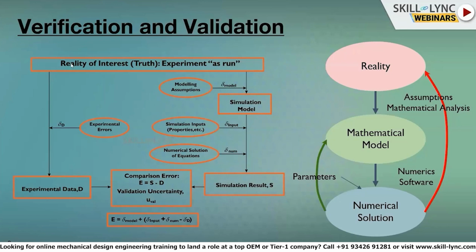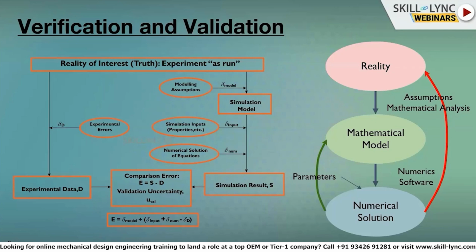And this is from reality. If we do some experiments, we get experimental data. It also has some experimental errors. If we compare the results of simulation and the experiment, then we get some error margin, that is called E. That margin should be within the acceptable limits.